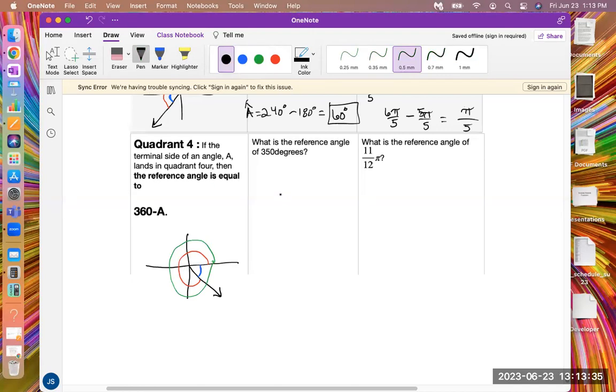So here's an example. If we have 350 degrees, and that's just a rough estimate of 350 degrees, it's probably way off actually, then you take 360 degrees and you back up. You have to think about how much we have to back up to get to 350. So that means we have to subtract 350. And that's 10 degrees. So our reference angle for the 350 degree angle is 10 degrees.